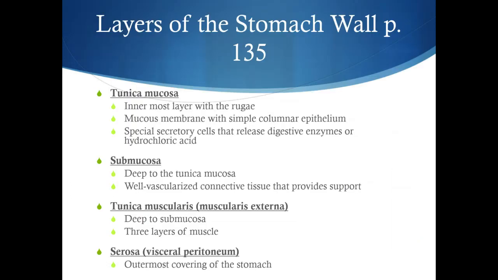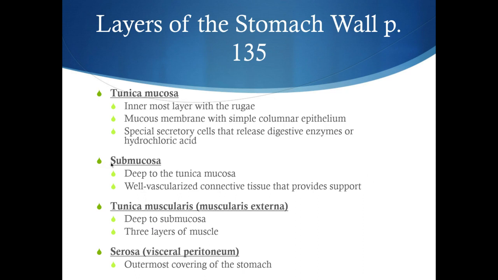Now we also have to discuss the layers of the stomach, and these are going to be common layers that are going to be found in all of the digestive organs. First off, we have the tunica mucosa. This is going to be the innermost layer, so this is what food is actually coming into contact with. And in the stomach, these are going to have special cells that are releasing digestive enzymes like pepsinogen or the hydrochloric acid that'll help break down the food.